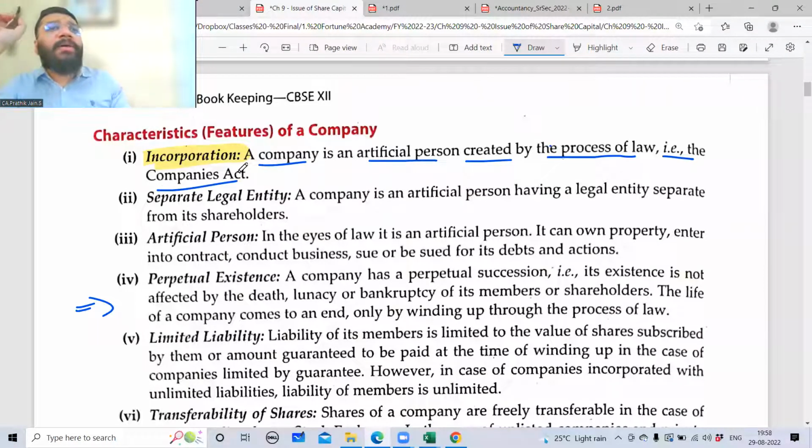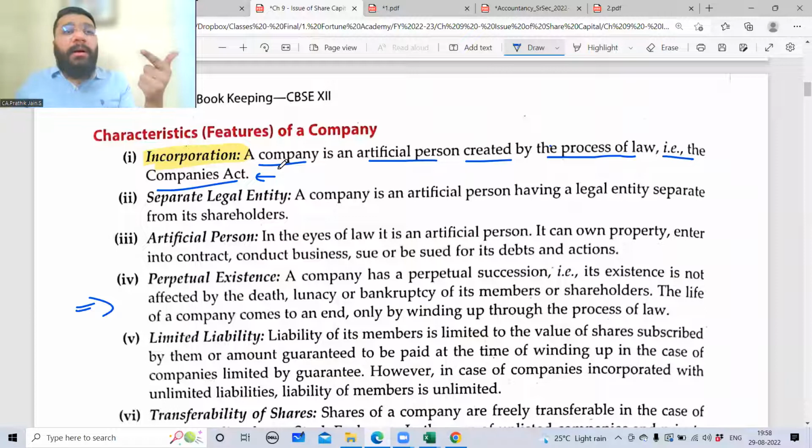Very simple point, guys. For a company to be born, for a company to be created, registration is mandatory. What is the procedure for registration? That has been laid down in the Companies Act, and we will also be discussing those procedures one by one in the upcoming classes. One of the inherent features of companies is that it has to be registered, without which you cannot form the company. So when you register a company as per the procedure, that becomes an artificial person having a separate legal entity.